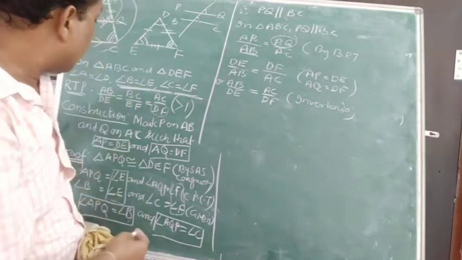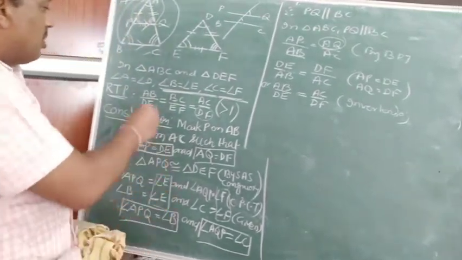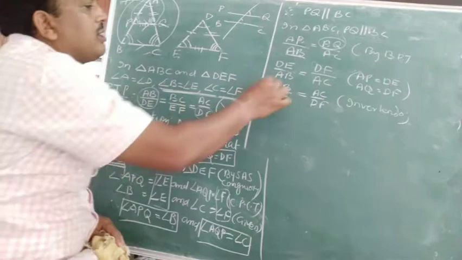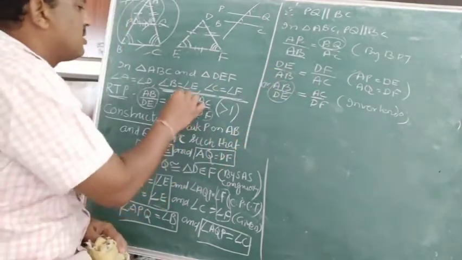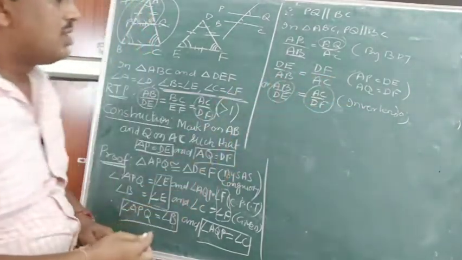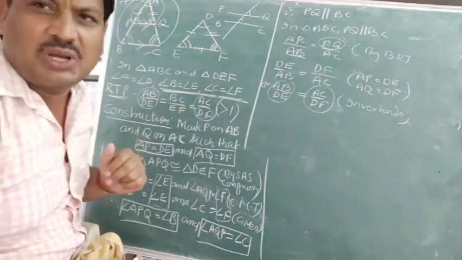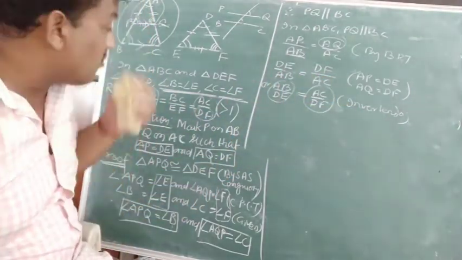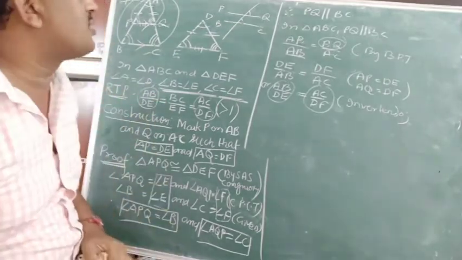Okay, children, now come to this. We got AB by DE is equal to AC by DF. From 3 and 2 we are able to prove this, children. Now, children, 1 is left. So, one thing you remember, children.